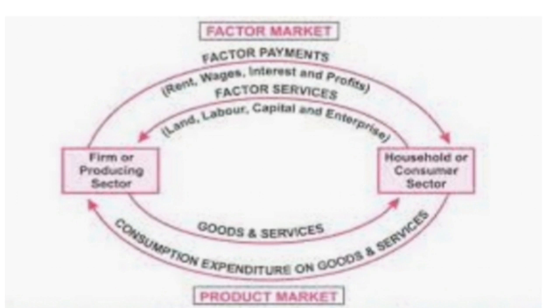The outer circle shows the flow of money from one sector to another. Like from the firm to the household, factor payments are given. This is in the form of money: rent, wage, interest, profit. And from household to the producer, expenditure on goods and services is given in the form of money. So the outer circle represents money flow. So intersectoral flow is of two types: real flow and money flow. Real flow means flow of goods and services between the sectors, and money flow means flow of money between different sectors.